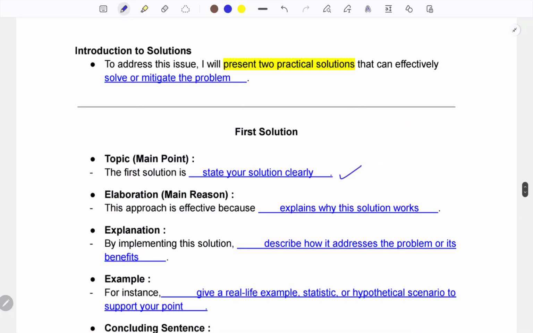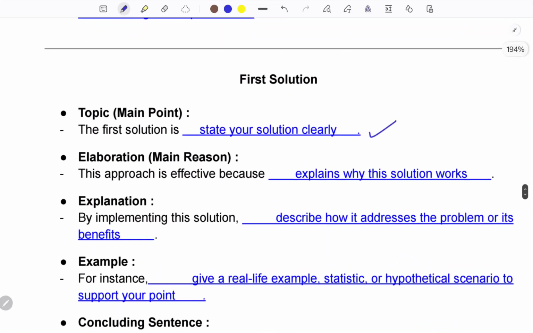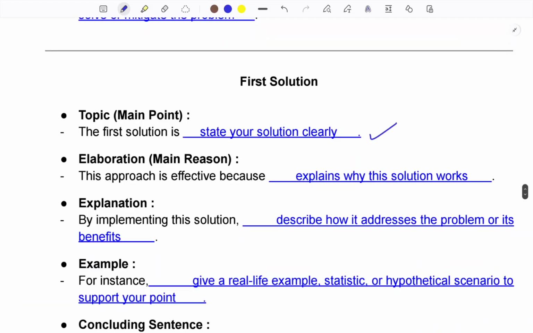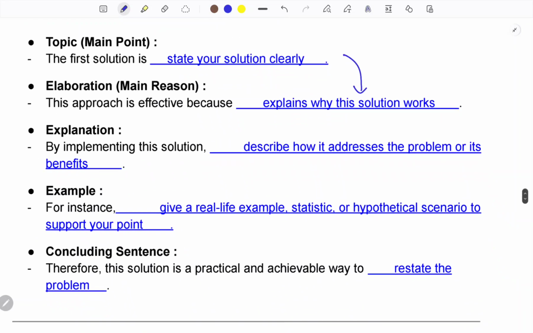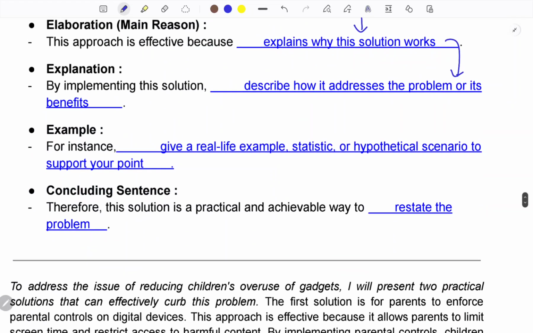Usually I'm going to address my two mechanisms directly. Then I'm going to say, okay, the first mechanism is, what is the solution? And then elaboration. Why does the solution work? Elaboration to the topic. And then explanation. Describe how it addresses the problem or its benefit. Simply mean it's like elaborating again on the elaboration. The explanation, you need to elaborate the main reason. And then the example. The example, usually I give a statistic or real life example.